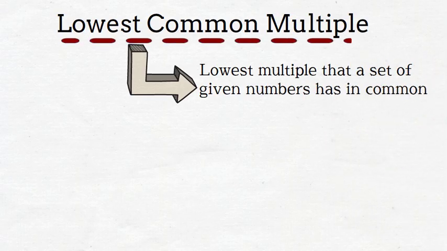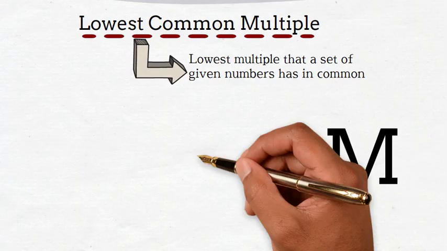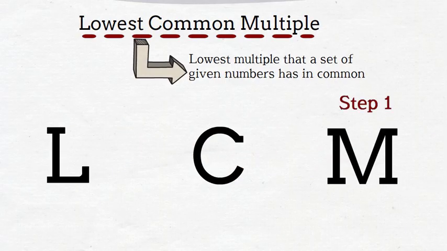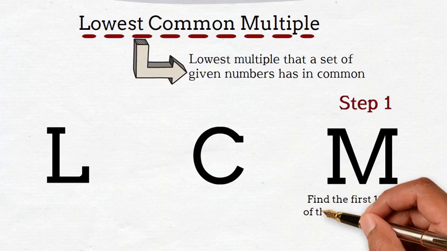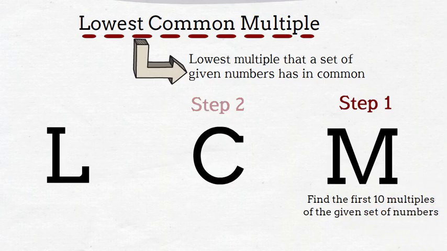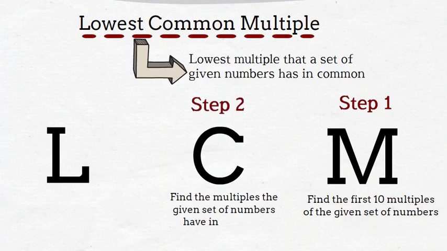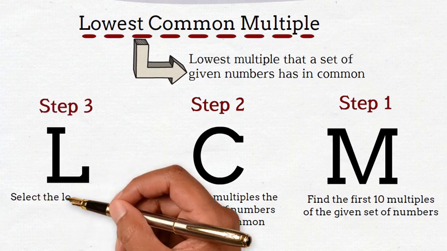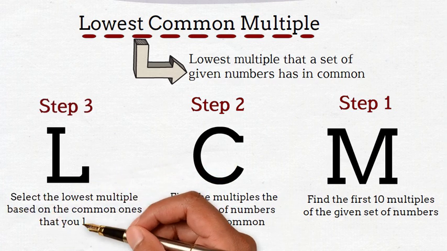Now, to find the lowest common multiple of a set of numbers, we will follow 3 steps. First, we need to find the first 10 multiples of the given set of numbers. Next, find the multiples that these numbers have in common. And finally, select the lowest multiple based on the common ones that you listed.